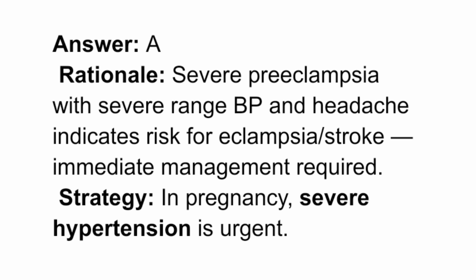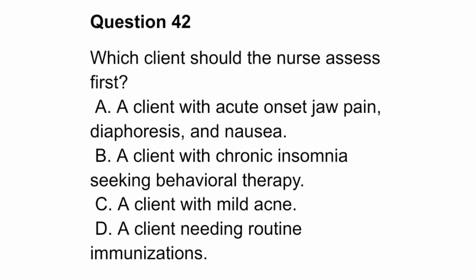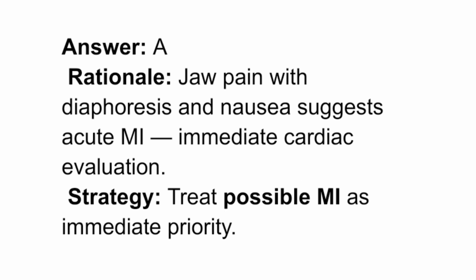Strategy: in pregnancy, severe hypertension is urgent. Question 42. Which client should the nurse assess first? A. A client with acute onset jaw pain, diaphoresis, and nausea. B. A client with chronic insomnia seeking behavioral therapy. C. A client with mild acne. D. A client needing routine immunizations. Answer: A. Rationale: jaw pain with diaphoresis and nausea suggests acute MI, immediate cardiac evaluation.